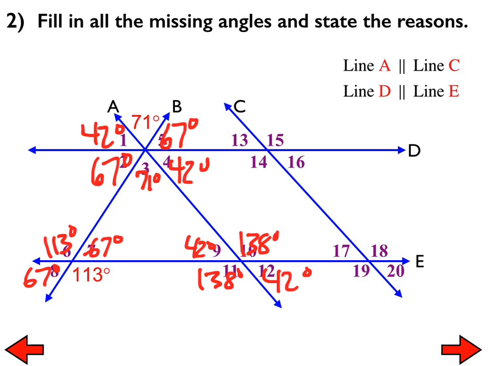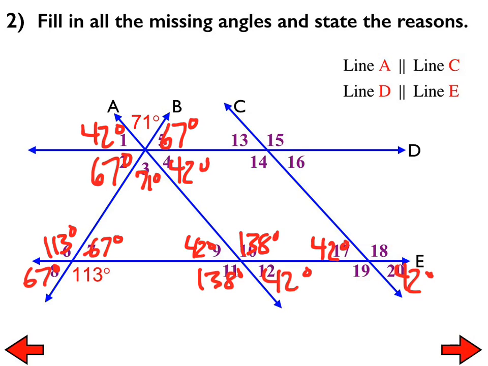Angle 17 is 42 degrees. How do you know? Alternate interior? Also, I look at it as same side interior. Angle 10 and angle 17 are same side interior. They have to add to 180. Where do we go from there? Angle 20 is 42 degrees. Okay, what else?